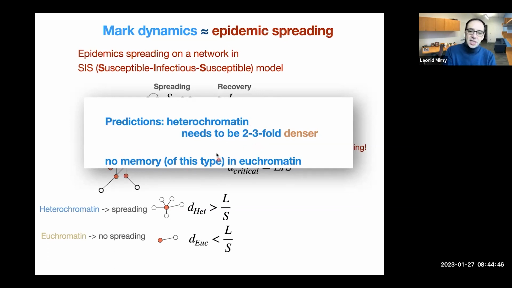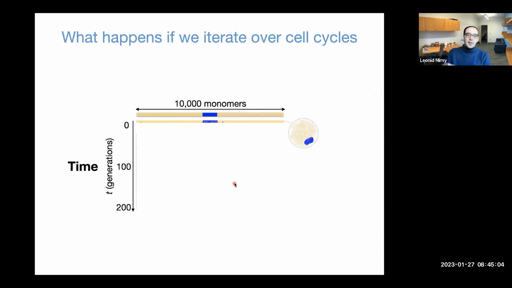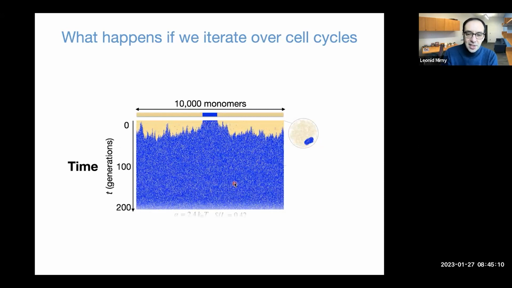And the other interesting conclusion is that there's going to be no memory of this type in euchromatin because it has low density. With that, we say, okay, that's nice. We have high density of heterochromatin indeed. But what's going to happen if I were to iterate this over many cell cycles? So we get very stable memory for one cell cycle, but what's going to happen over many? And when we start iterating this over many cell cycles, the disappointing finding is that you immediately lose memory. You impose a relatively simple pattern of just one marked region in this, say, chromosomal segment, and this pattern is immediately lost and everything gets marked.